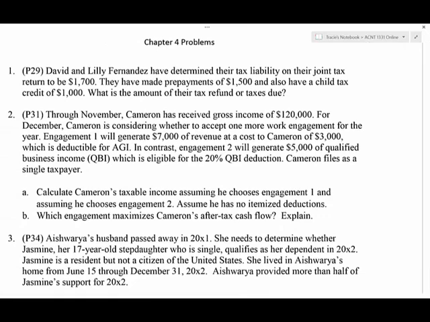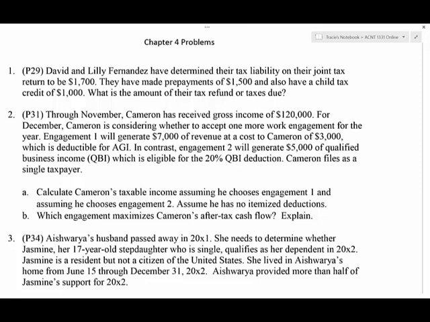Okay, in the second problem, we have Cameron. He's received gross income of $120,000. For December, Cameron is considering whether to accept one more engagement for the year. In engagement 1, the engagement will generate $7,000 of revenue at a cost of $3,000, which is deductible for AGI. In engagement 2, the engagement will generate $5,000 of qualified business income, which is eligible for the 20% deduction.